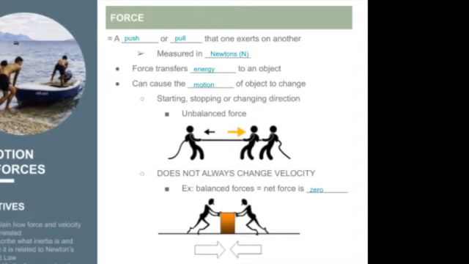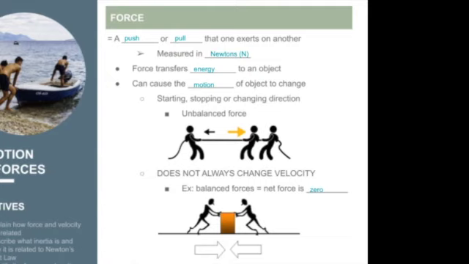So you are exerting a push back on that object to make it stop, or you can change the direction of an object. If you have a soccer ball rolling towards you, you can kick it with an unbalanced force in order to change its direction. So it does not always change the velocity of the object.